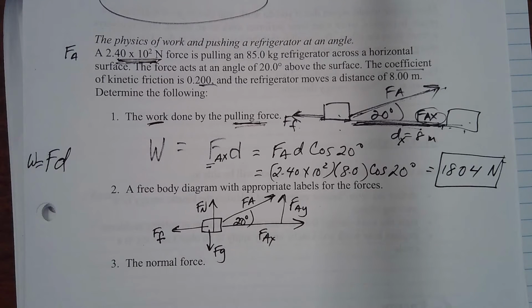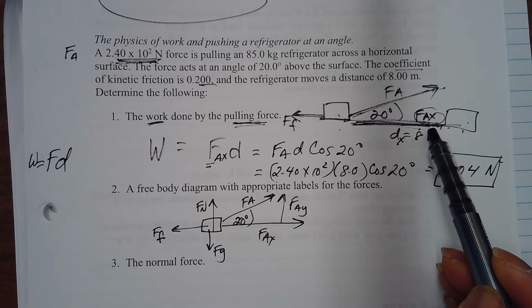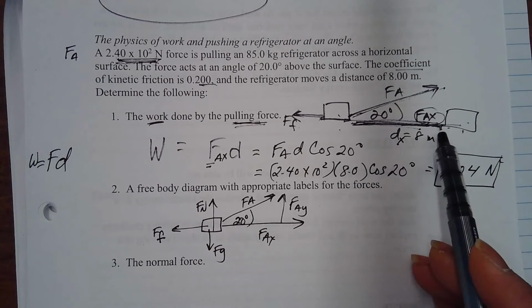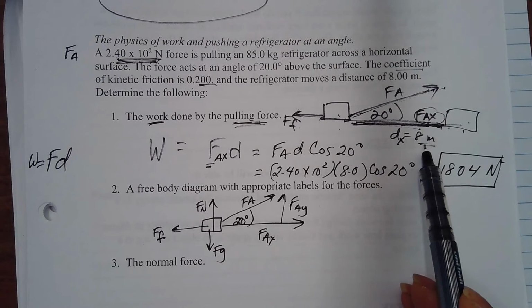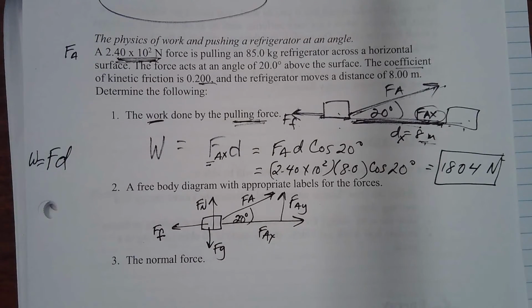So the question is, well, the work done by the pulling force, you have to look at how the object moved. The object moved horizontally along the x-axis. That's the only motion that happened here. There's no angle. The plate moved along the x, so the distance 8 meters was moved by a force of what? Fa of x. That's it. Okay? So this is the free body diagram.